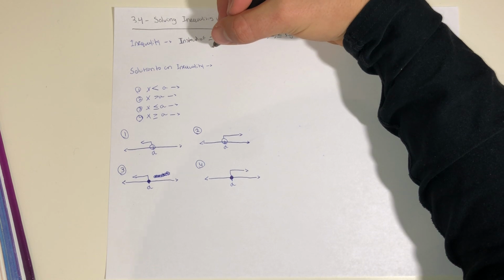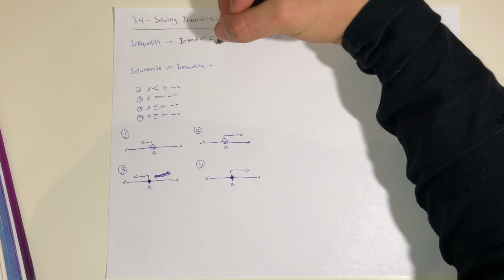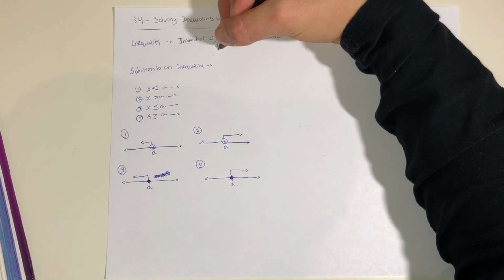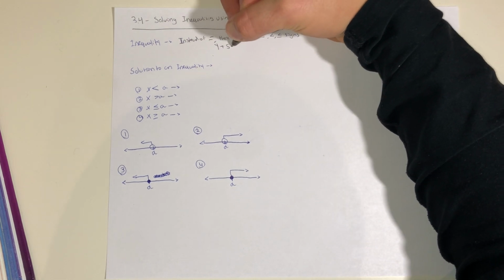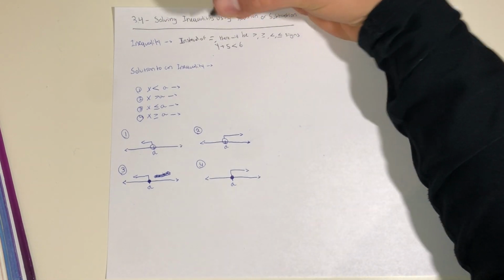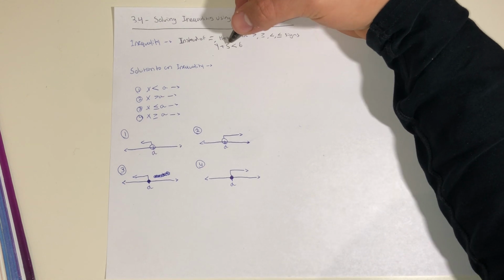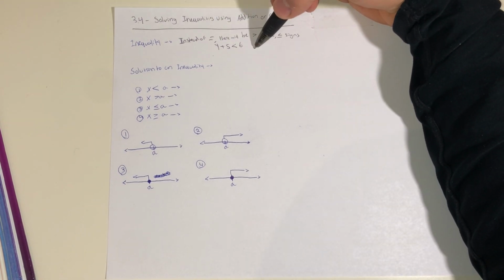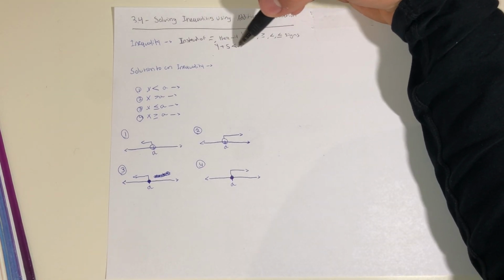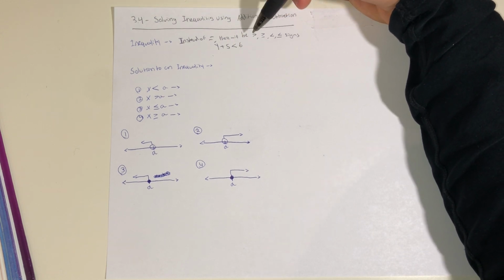Something such as y plus 5 is less than 6. So here we see that this is like an equation, right? You have an expression and an expression, except instead of an equal sign, you have this sign.